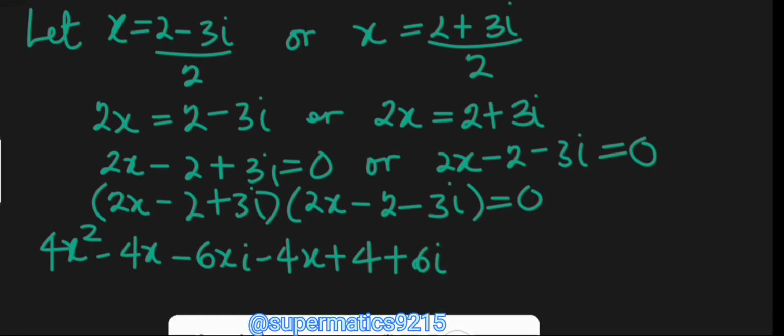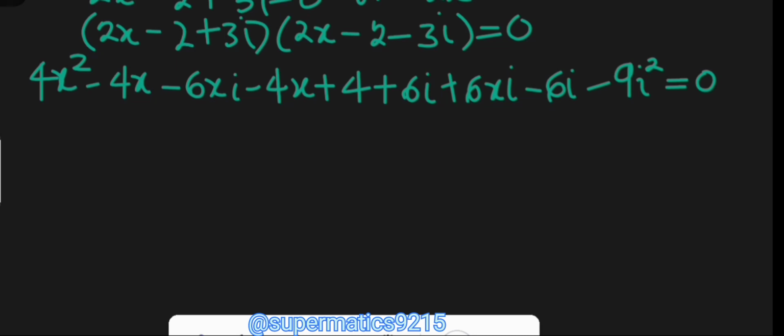And finally, using plus 3i to multiply every term in the second bracket, will give us plus 6xi. That's for 3i times 2x. Then 3i times negative 2 gives minus 6i. And 3i times negative 3i gives negative 9i squared. Everything is equal to 0.